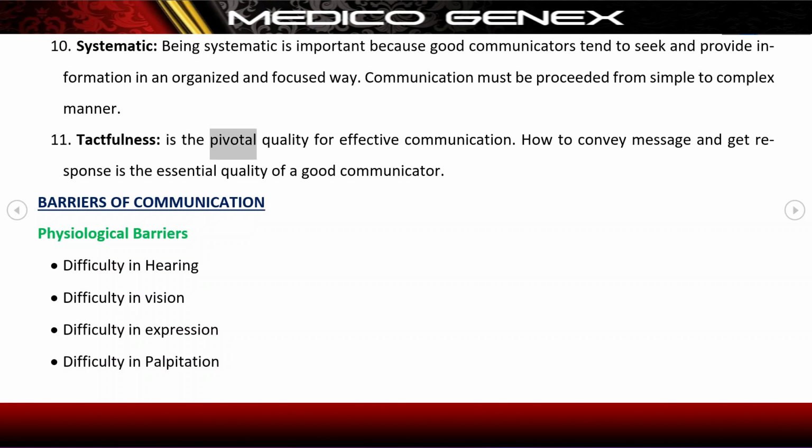Tactfulness is the pivotal quality for effective communication. How to convey a message and get a response is the essential quality of a good communicator.